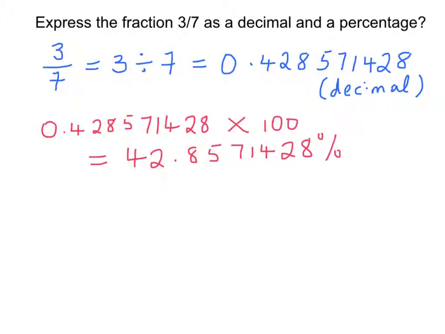42.8571428%. So that there is the percentage form of the fraction 3 over 7.